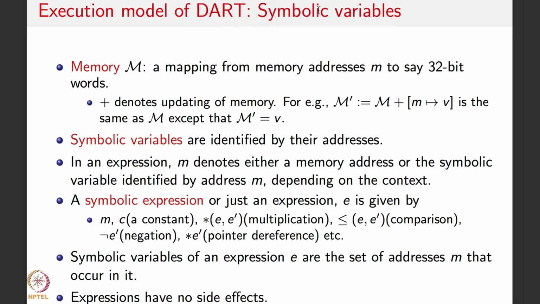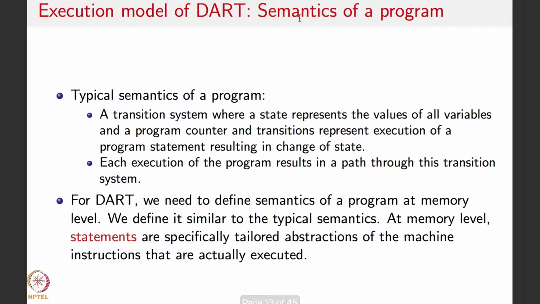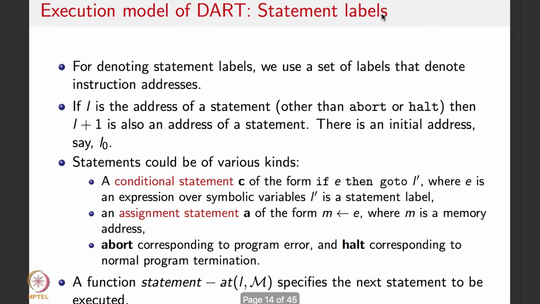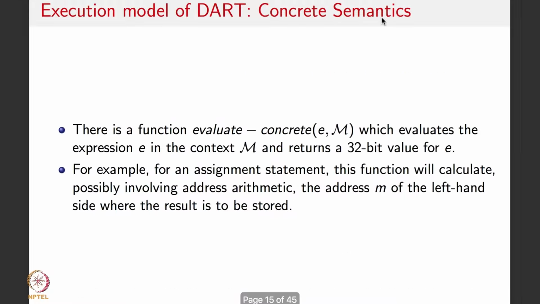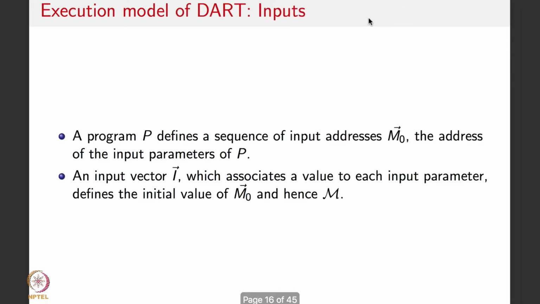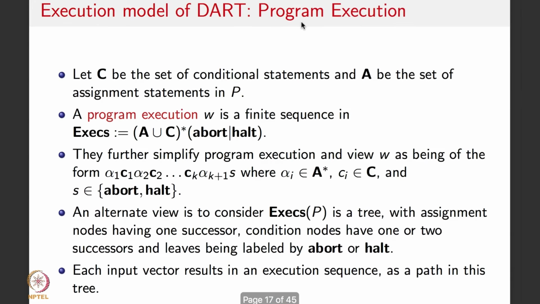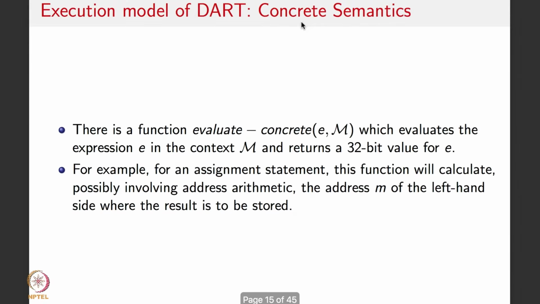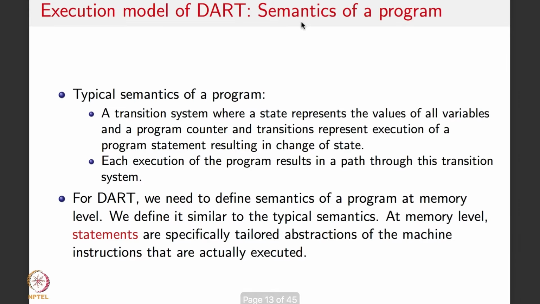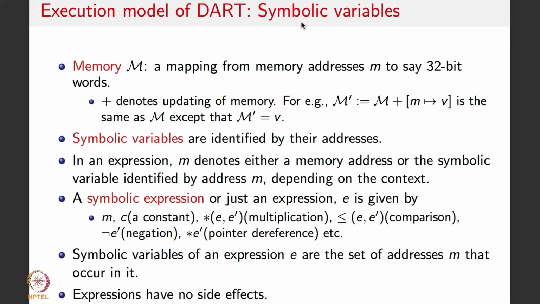If you focus on the title slide, the first thing that I'm going to understand is symbolic variables. What are symbolic variables in the execution model of DART? We'll understand the semantics of a program after that in the execution model of DART, followed by understanding of statement labels, concrete semantics, inputs, and program execution. So these are the bits and pieces with which we will understand the execution model of DART. We begin with symbolic variables.